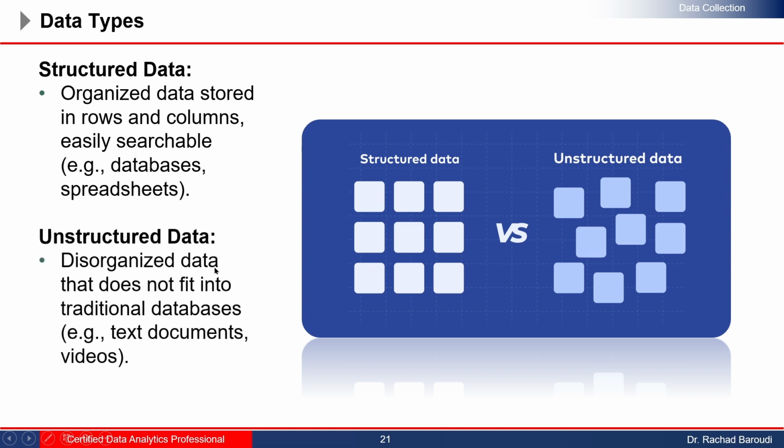Unstructured data. It's disorganized data that does not fit into traditional databases, like text documents, videos, and images, and this is a very challenging type of data. Nowadays, artificial intelligence is getting better and better at reading unstructured data.